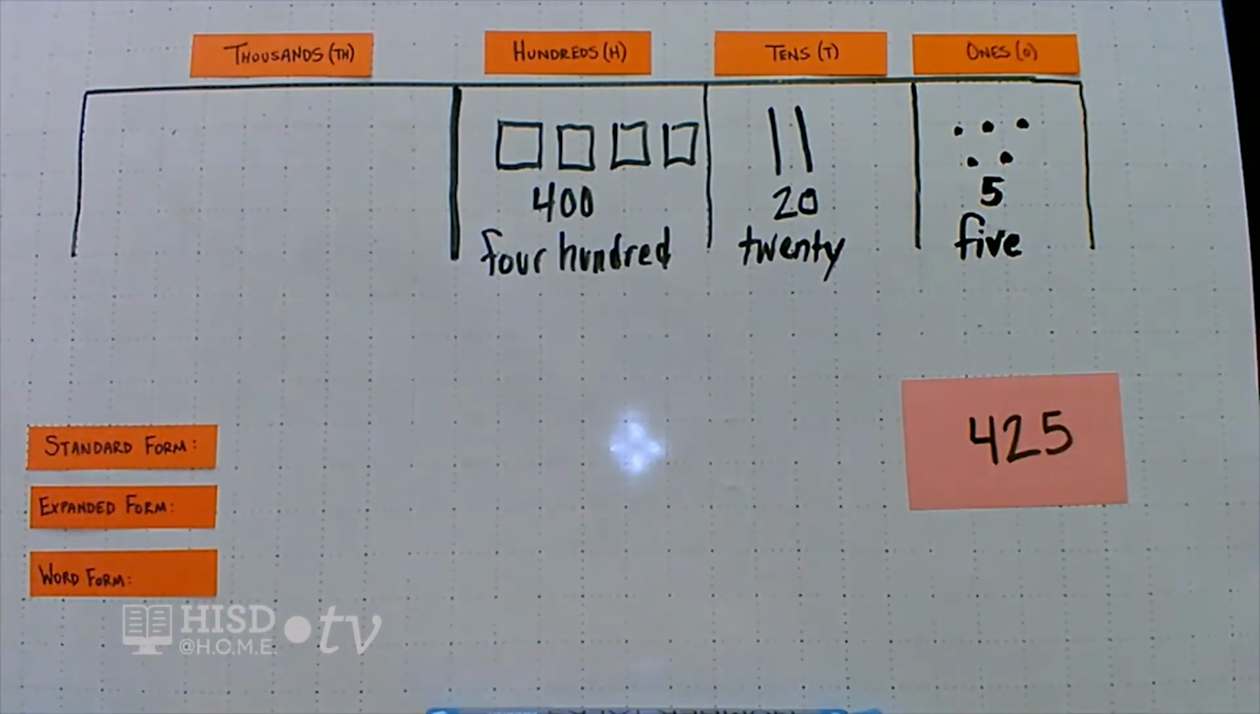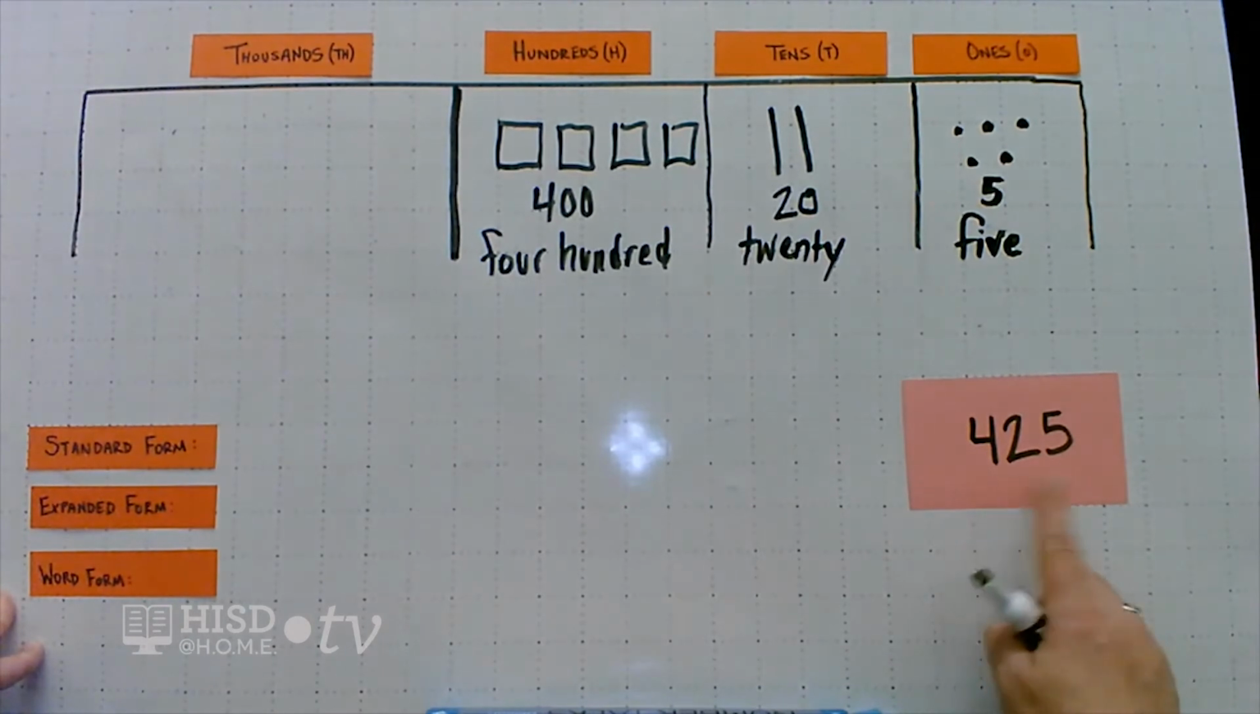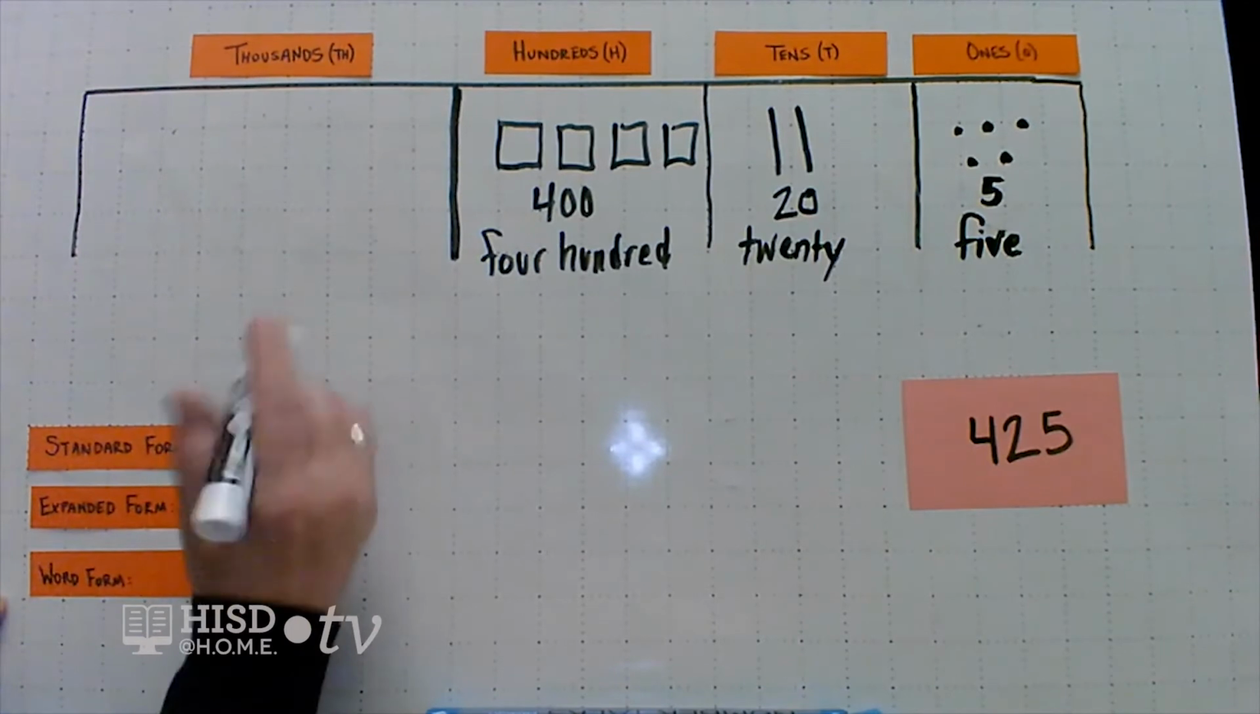So I've now gone to a pictorial representation, and we are now ready to start looking at our different abstract forms on how we can represent this number. So we know that we have 425. When we look at 425, this is representing our value in standard form.